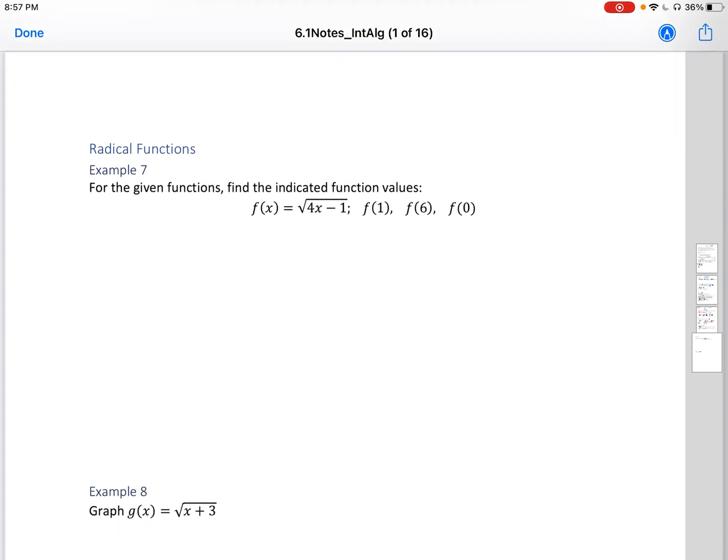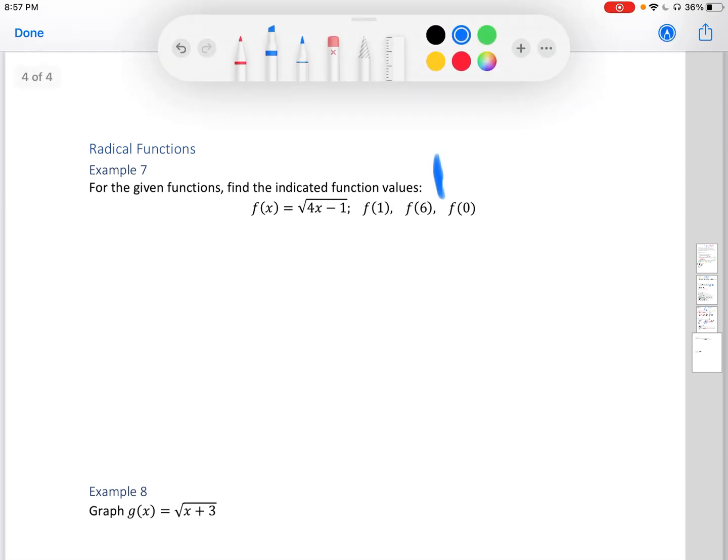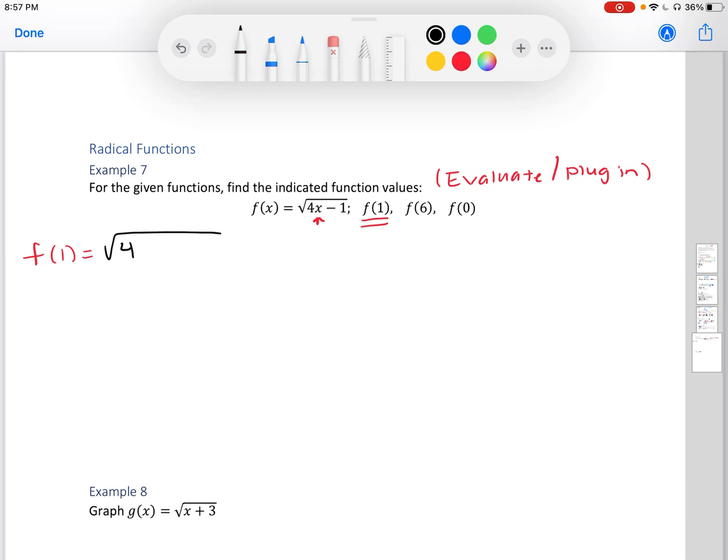Example 7. For the given functions, find the indicated function values. So just as before, even with radicals, we can still evaluate. In other words, this question is just saying evaluate, or in other words, plug in those values. So let's do that first one, f of 1. What this means is we're going to plug in a 1 for x, so that we have the square root of 4 times 1 minus 1. Let's work it out.